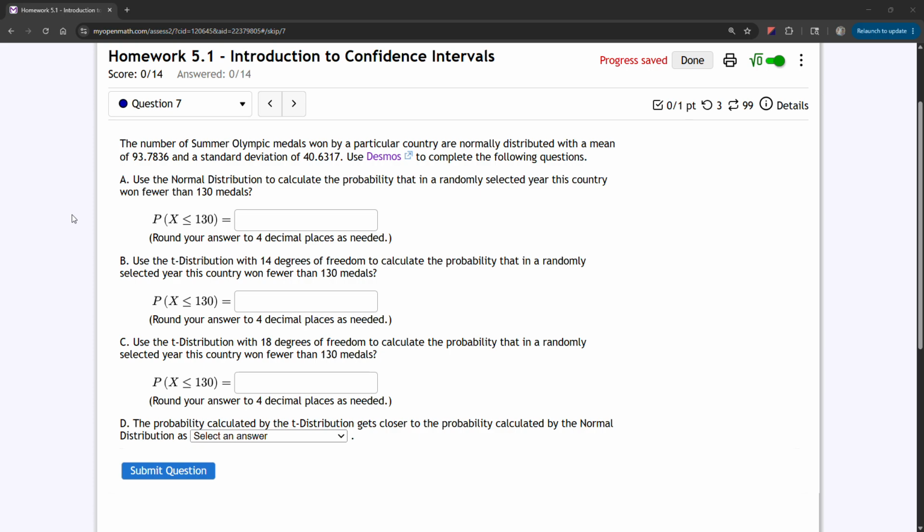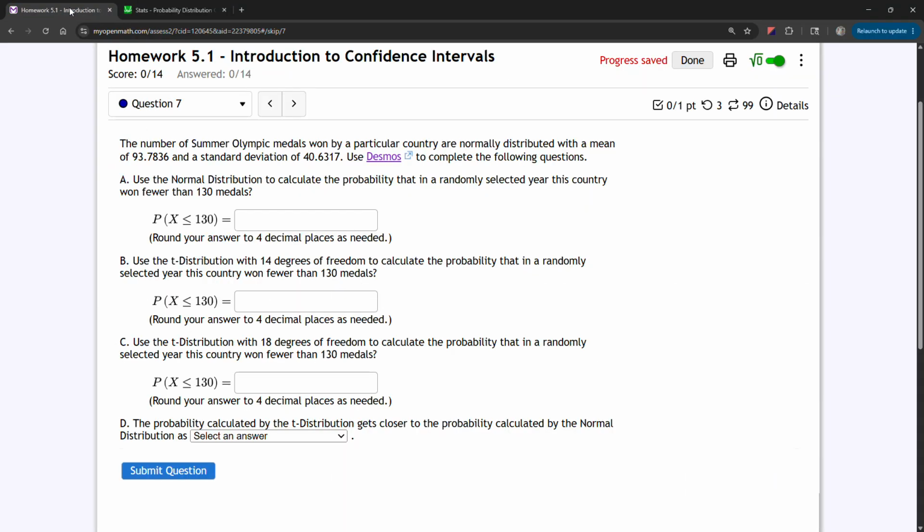In this question, we're going to look at comparing probabilities calculated with a normal distribution and a t-distribution. We're told that the number of Summer Olympic medals won by a particular country are normally distributed with a mean of 93.7836 and a standard deviation of 40.6317.